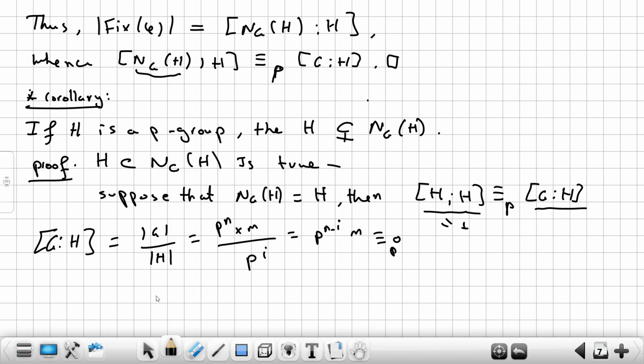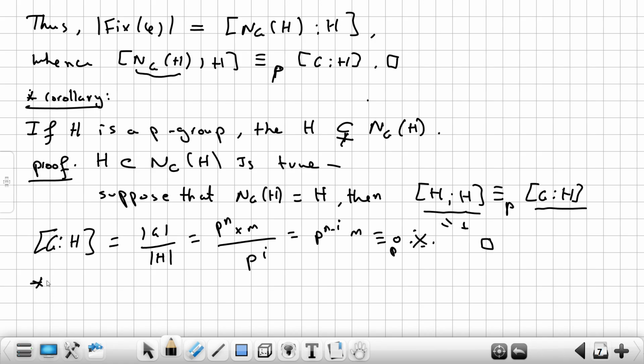Now, this is a contradiction, since we have that the index of H in G is congruent to 1 modulo p. And so H is strictly contained in its normalizer in G.